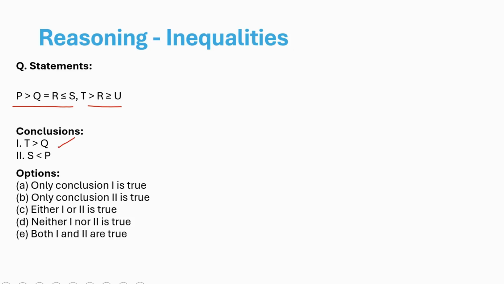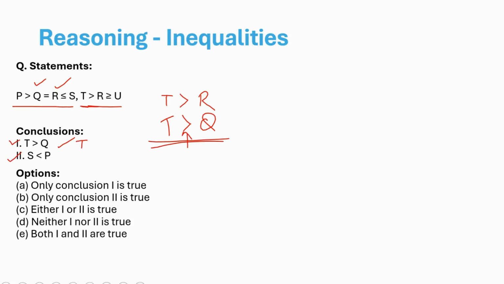T is greater than Q. Let's find out whether we can derive this conclusion using the statements or not. We can say T is greater than R and R is equal to Q, so I can replace R with Q. So I can say yes, T is greater than Q. Both symbols are in the same direction and I can definitely derive that T is greater than Q. So the first conclusion is true.